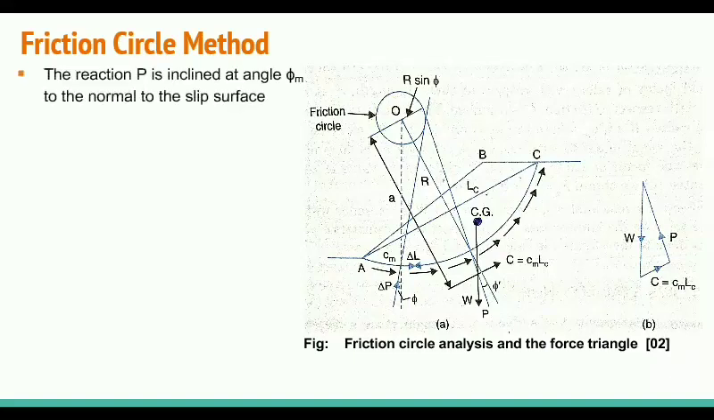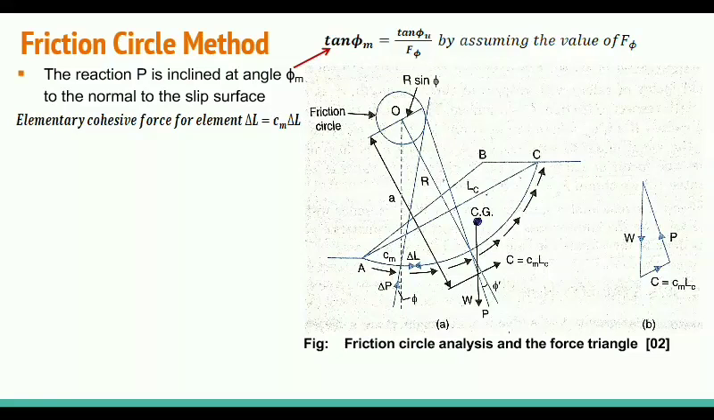So the reaction P is inclined at an angle phi m to the normal of the slip surface, and we can calculate this phi m by using this formula: tan phi m is equal to tan phi u divided by F phi, by assuming a value of F phi. Suppose during this analysis we have taken some assumed value of F phi. By using the assumed value of F phi, we can calculate phi m, and so the angle of reaction P with the normal of the slip surface.